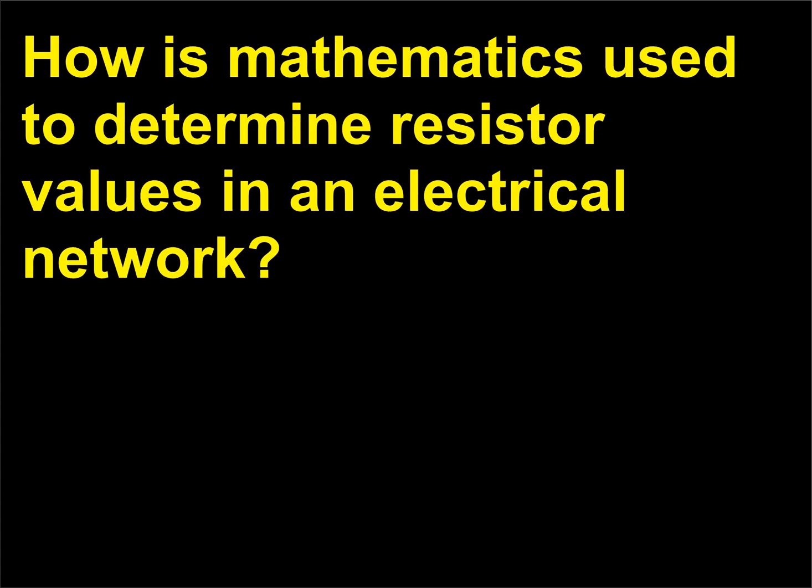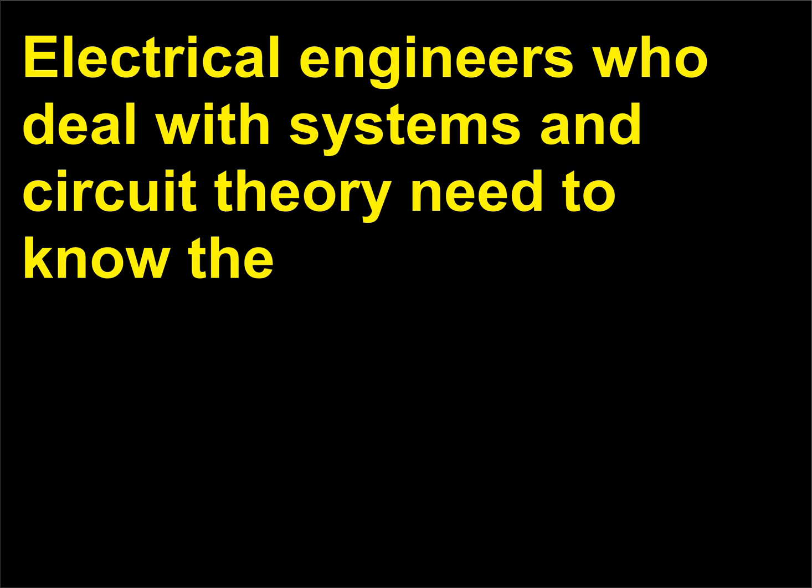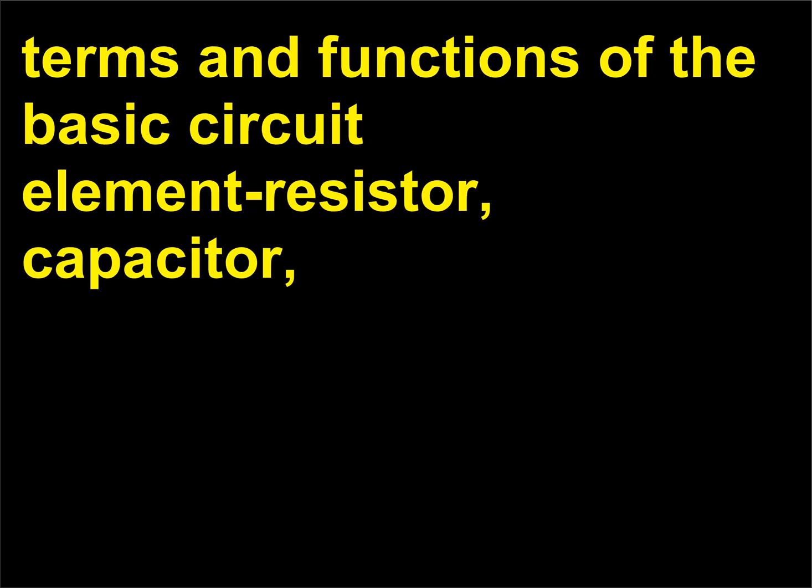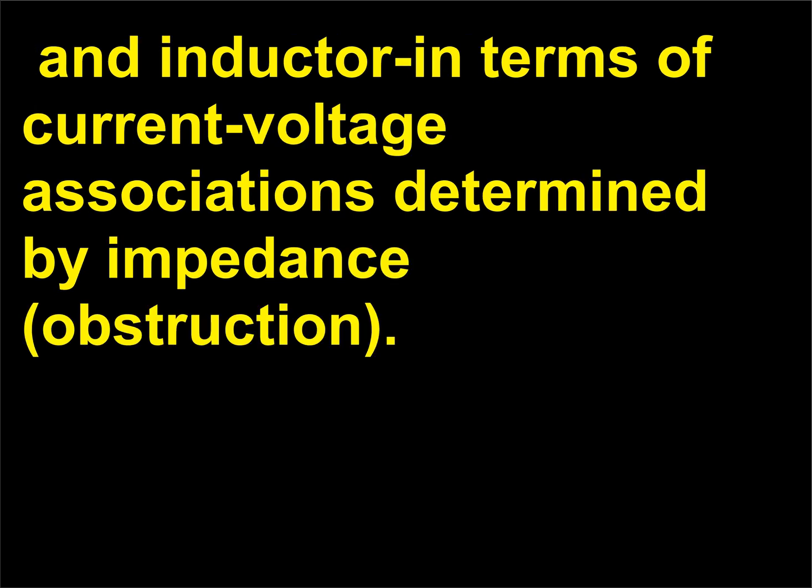How is mathematics used to determine resistor values in an electrical network? Electrical engineers who deal with systems and circuit theory need to know the terms and functions of the basic circuit elements, resistor, capacitor, and inductor, in terms of current-voltage associations determined by impedance, obstruction.